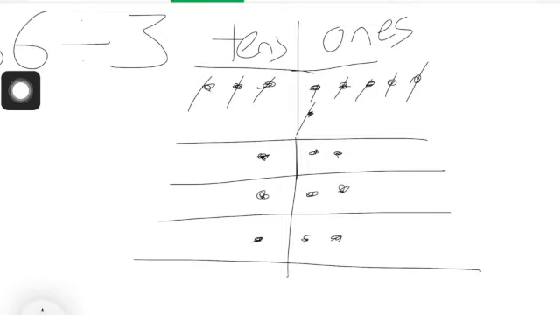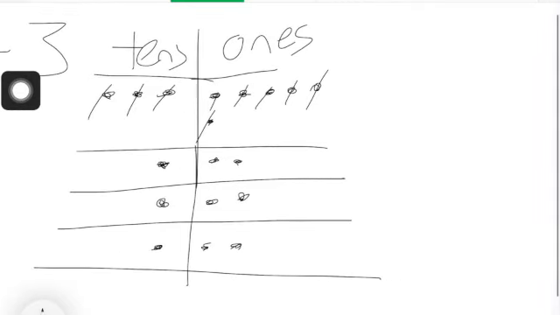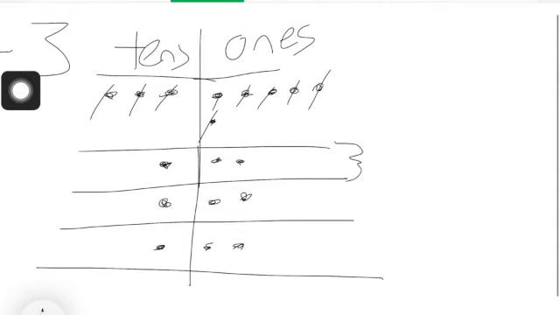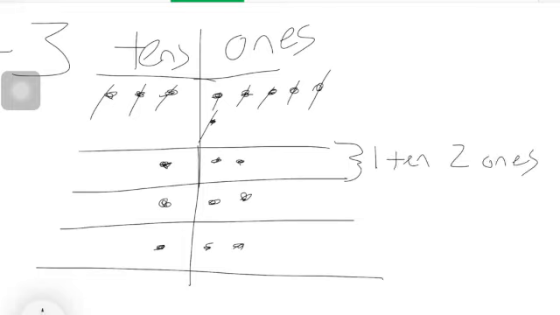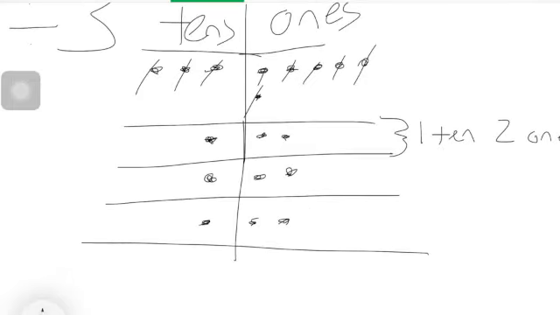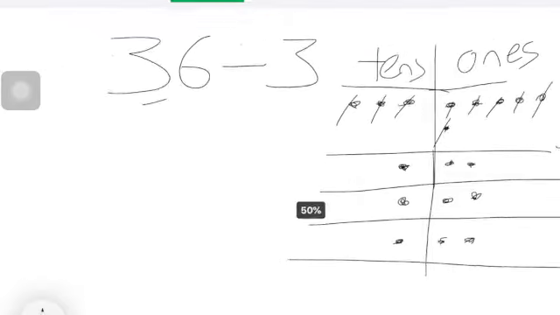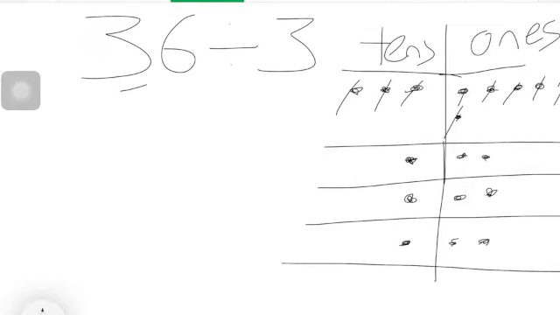So how many tens and ones are in each group? Well, that's 1 ten and 2 ones, which is what? What's 1 ten, 2 ones? That's 12, right? So 36 divided by 3 is 12.